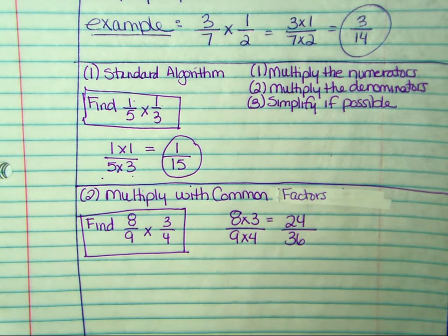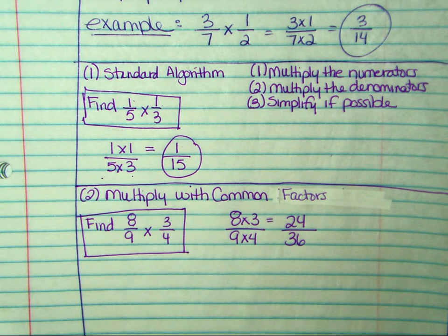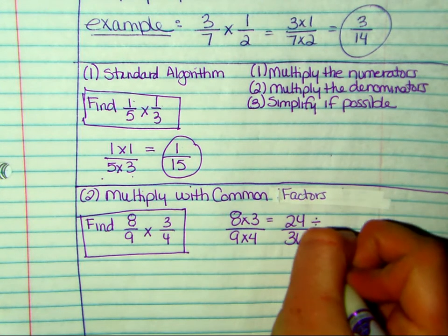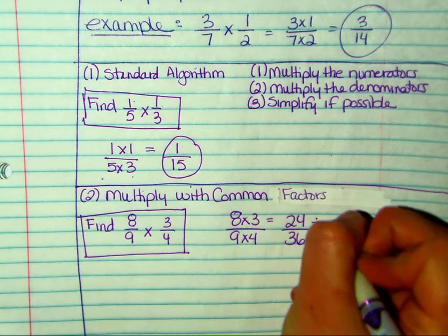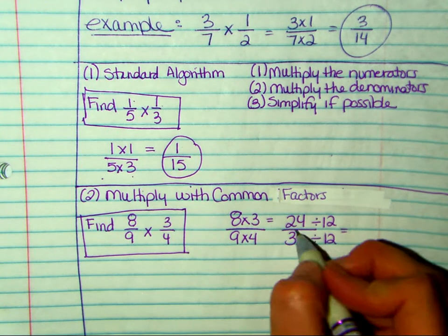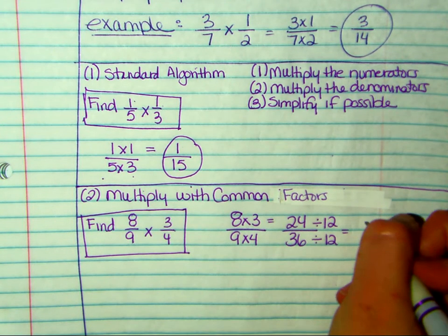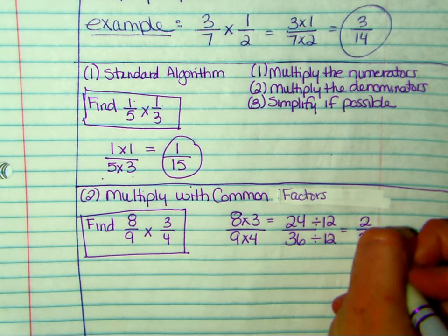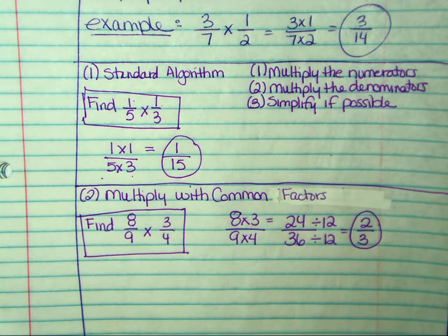36. Perfect. But that's not a simplified fraction, so I have to find a factor that can go into both 24 and 36. Can someone with a raised hand tell me a factor that can go into both? I would like you to find the greatest common factor. David? 12. Perfect. So let's divide the numerator and the denominator by 12, because whatever you do to the top, you have to do to the bottom. And 24 divided by 12 is what, class? 2. Good. And what is 36 divided by 12, class? 3. And there is your simplified fraction.